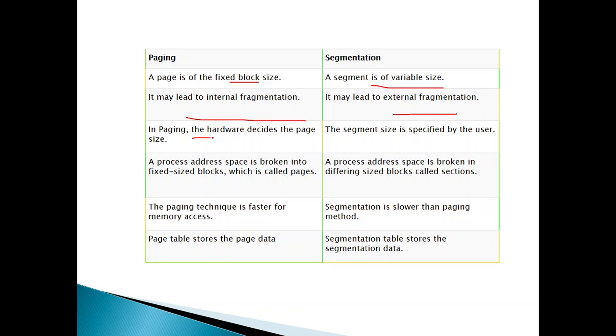Moreover, in paging the hardware decides the page size, while the segment size is specified by the user. A process address space is broken into fixed-size blocks called pages. But in segmentation, a process address space is broken into differing-sized blocks called sections. Moreover, the paging technique is faster for memory access, while segmentation is slower than paging.